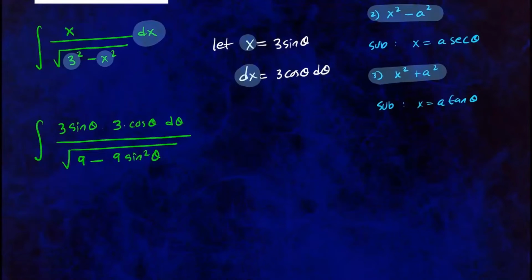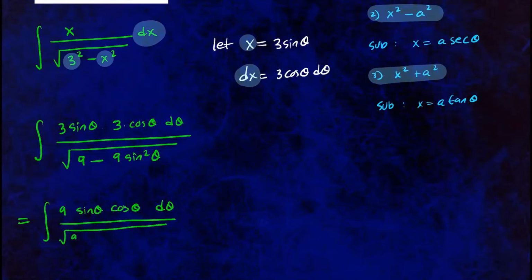Now, before we do that, we need to simplify. So let's simplify this as much as we can, since it still looks like something we're not able to integrate. So I'm going to rewrite. I have 3 times 3, so we have a 9 on the numerator. Then you have sine theta times cosine theta d theta, all over, on the denominator, you can factor out the 9. So you have 1 minus sine squared theta.